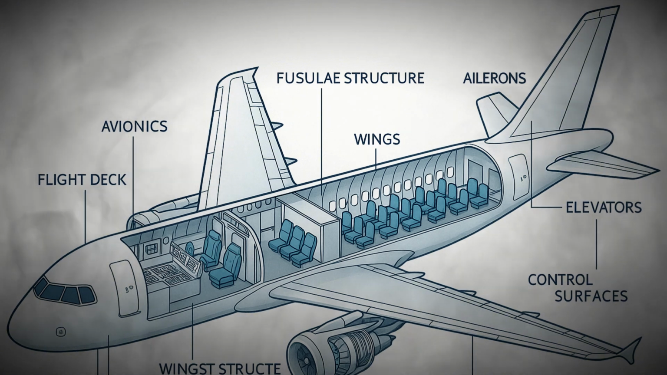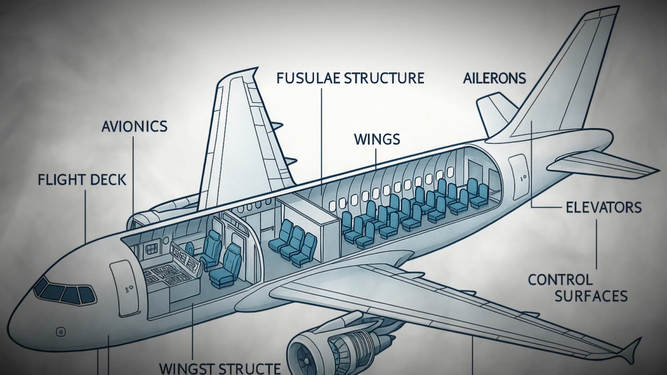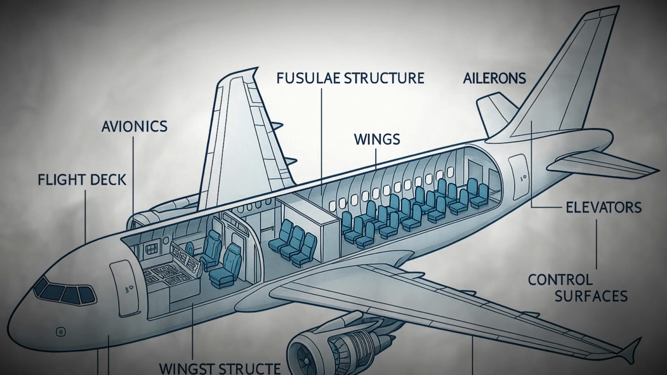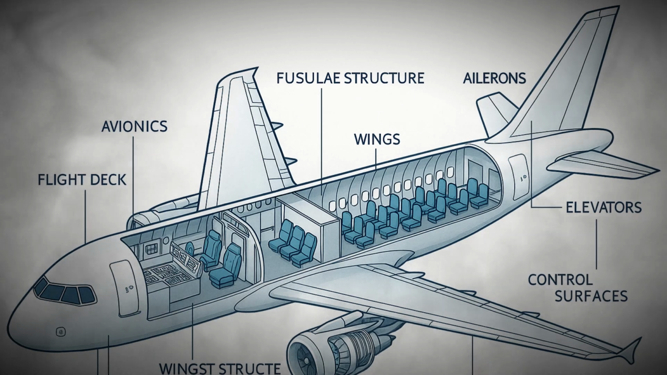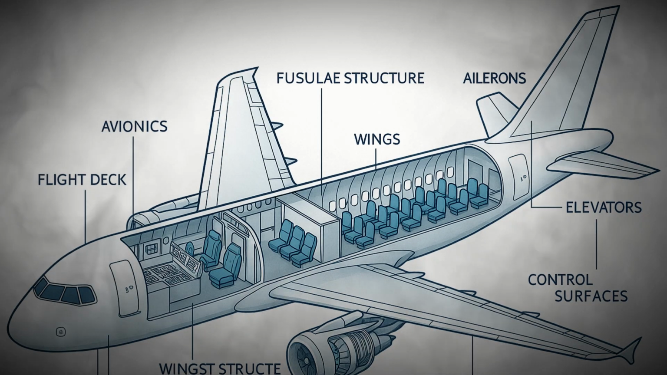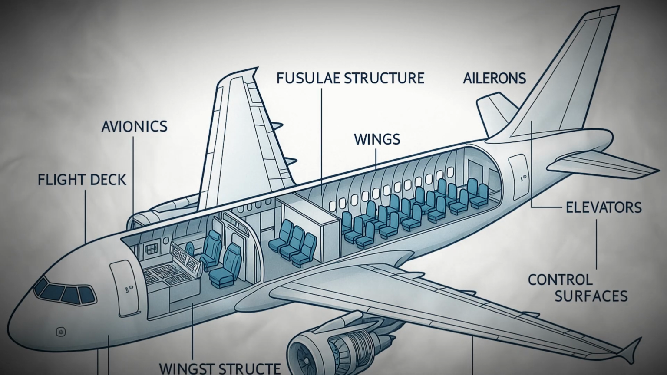Rudder pedals are also linked to the nose wheel on many airplanes, allowing pilots to steer the aircraft while taxiing on the ground. Coordination between the yoke or stick and the rudder pedals is essential for smooth turns, as the rudder counteracts adverse yaw caused by aileron inputs.